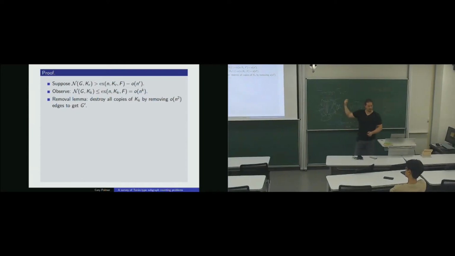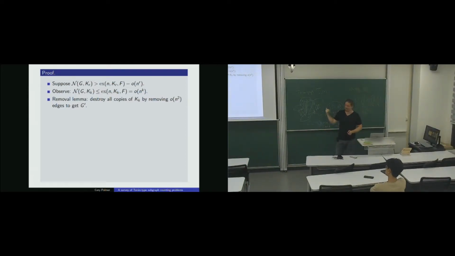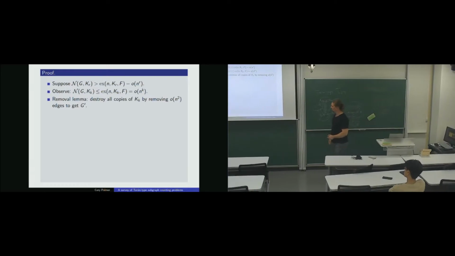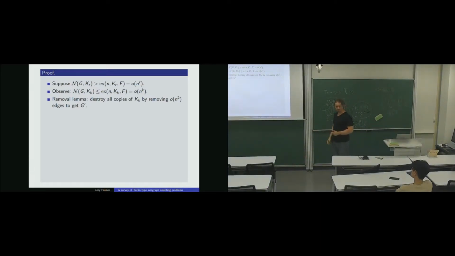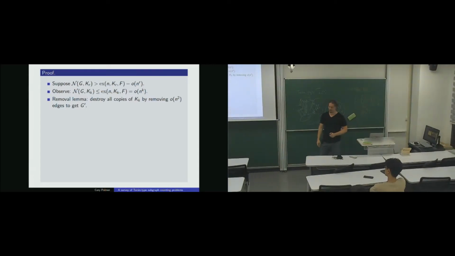So what I want to do is get rid of the copies of KK, because I want to apply my lemma to a KK-free graph, not to an F-free graph. Well, that's the easy removal lemma, right? The number of copies of KK is little o of n to the k. This screams use the removal lemma. The removal lemma says that if you have little o of n to the k copies of a graph on k vertices, then you can destroy all of them by removing little o of n squared edges to get a new graph G prime that doesn't contain a KK.